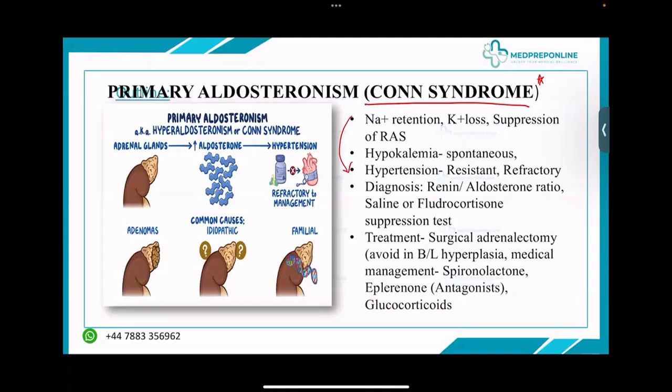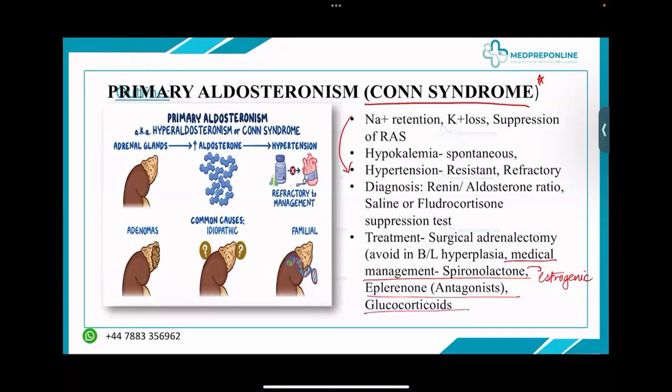So these conditions are mostly either because of adenomas, or it could be idiopathic or familial. Now, treatment: if it's an adenoma, a tumor, you have to go for surgical adrenalectomy. But in case of bilateral hyperplasia, you have to avoid surgery, and you then prefer medical management, correct? So medical management is spironolactone, and the selective antagonist for aldosterone is eplerenone, because we know in males spironolactone can cause some estrogenic side effects like gynecomastia. So more selective is eplerenone.